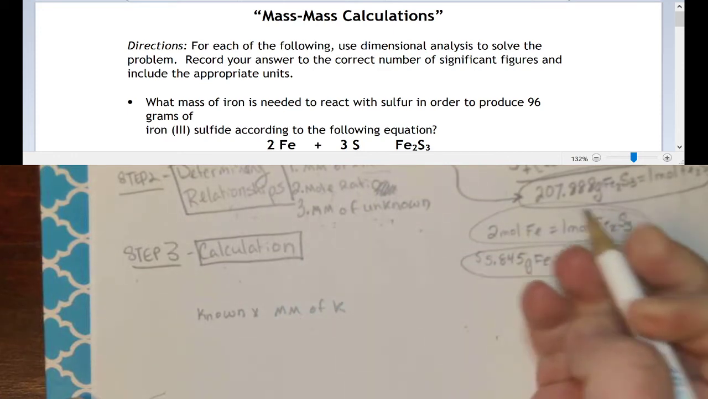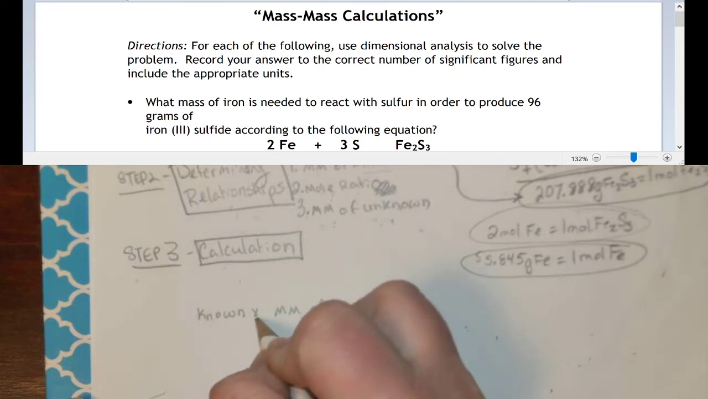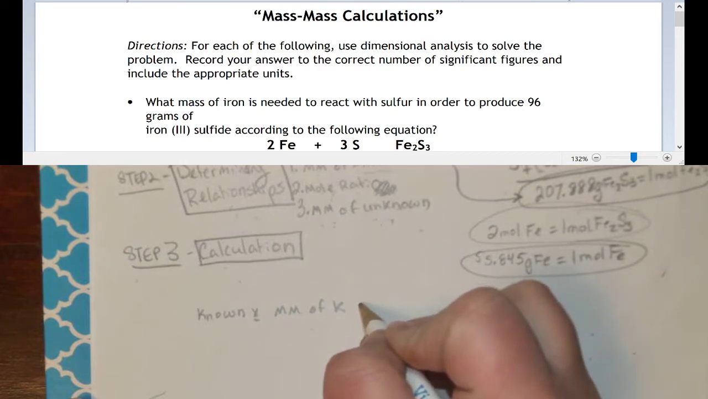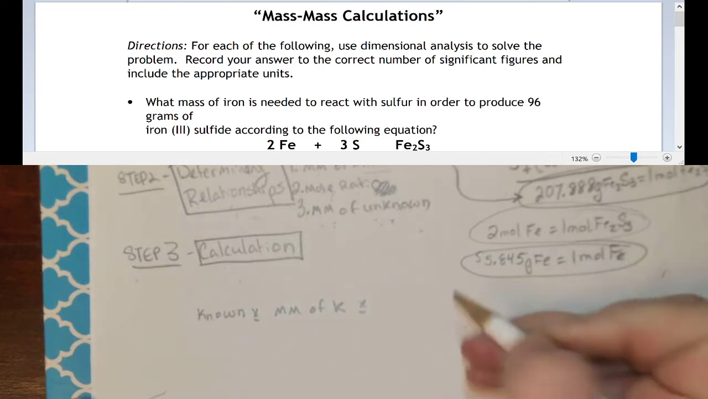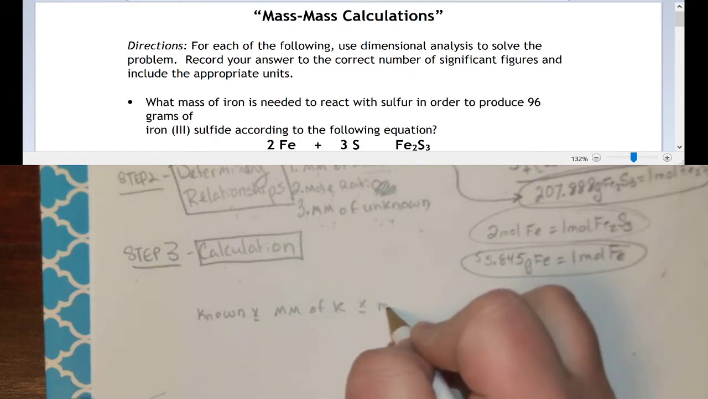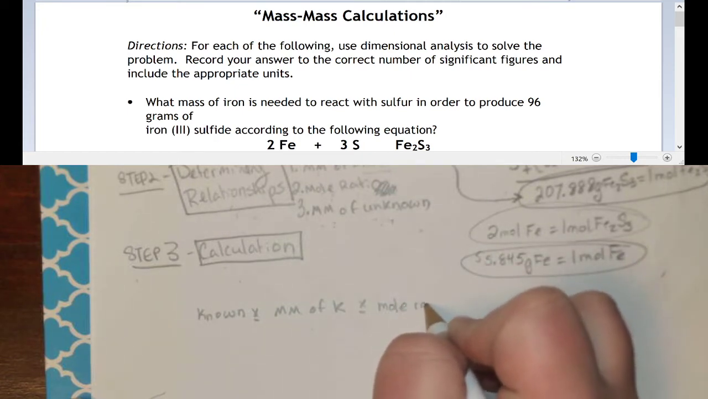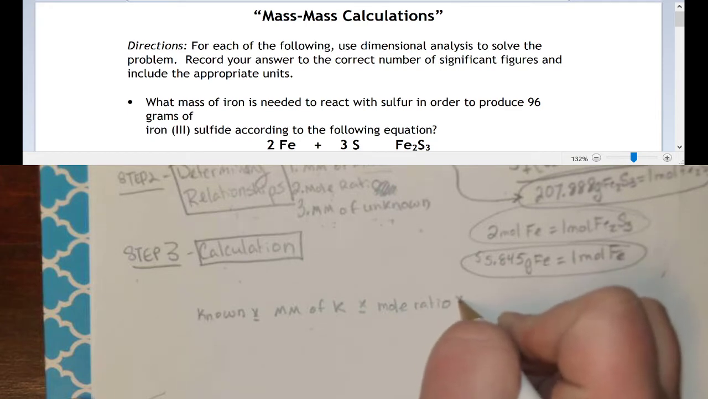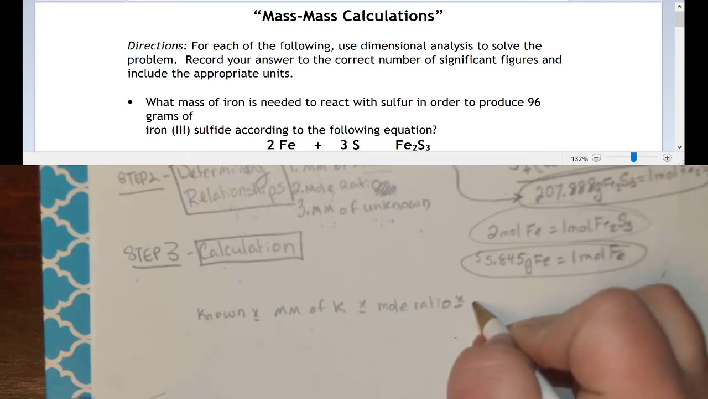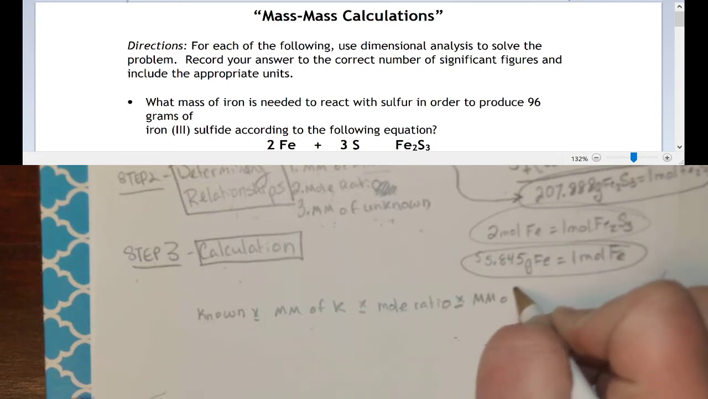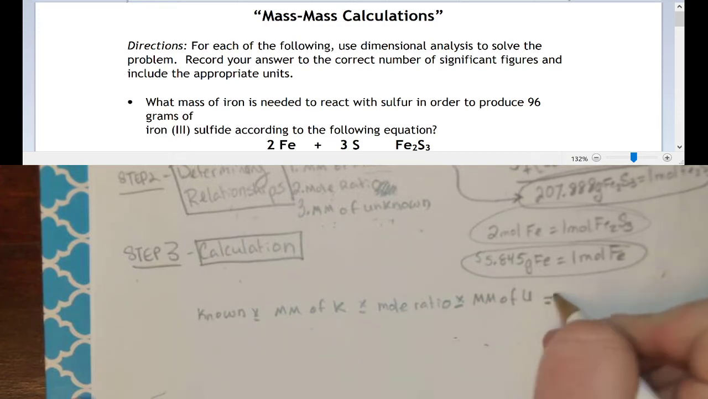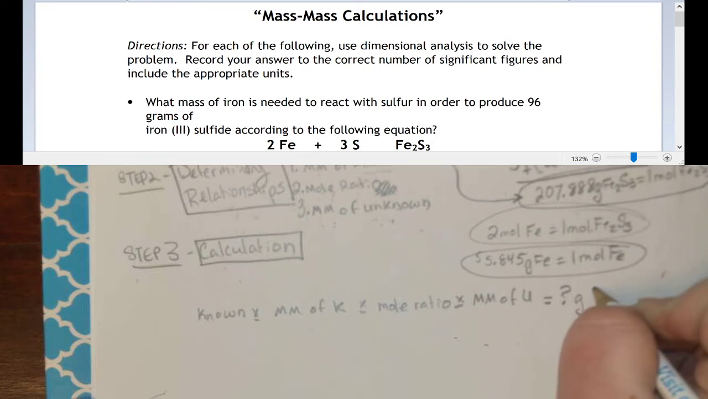We use K for known. Underline my X's, or my times ends, just to make it a little clearer. And next we'd multiply by the mole ratio. And then next and finally, we're multiplying by the molar mass of the unknown. This is going to give us how many grams of unknown that we are looking for.